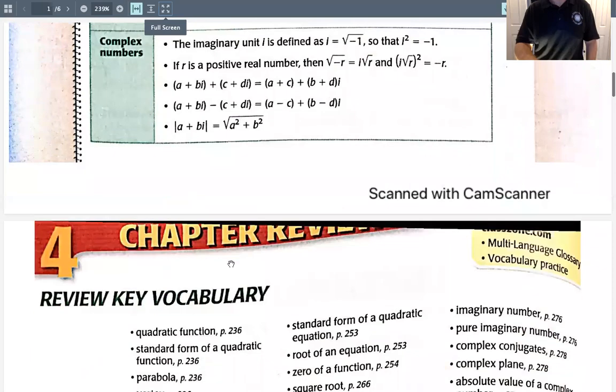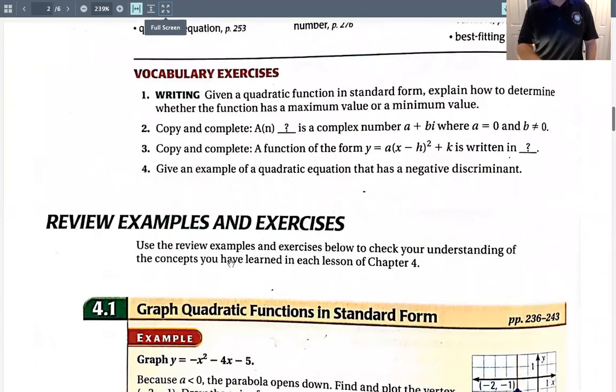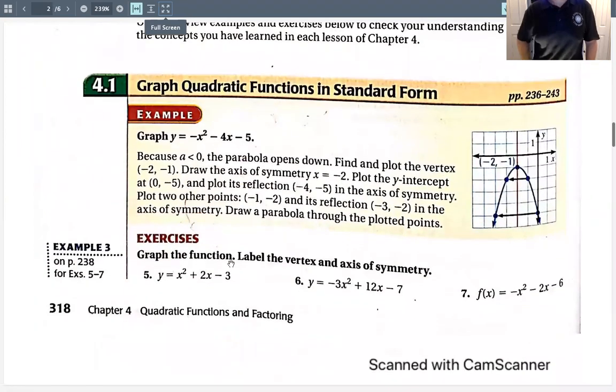There won't be any vocab, so we'll skip through that. Yay, no vocab. Like I said, the test is mostly skills-based.